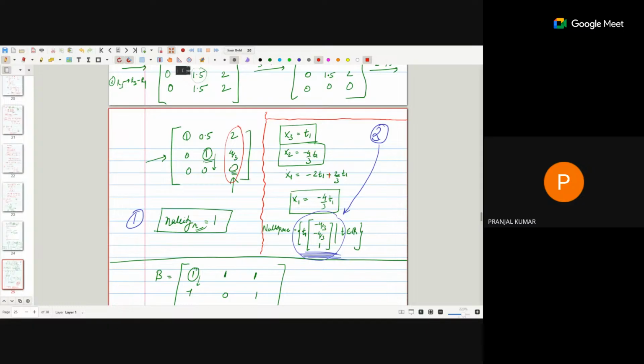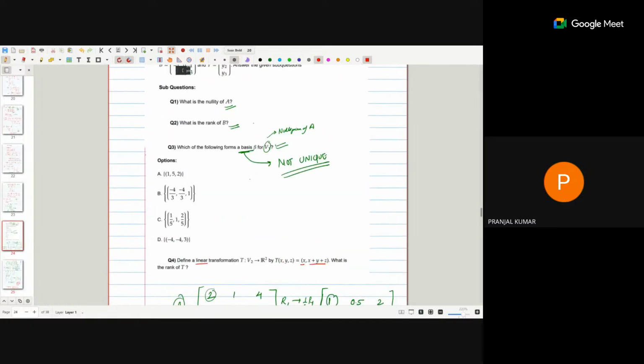Okay, this column is missing a pivot, so the nullity of A is equal to 1. So I've got one of my answers, this is 1.